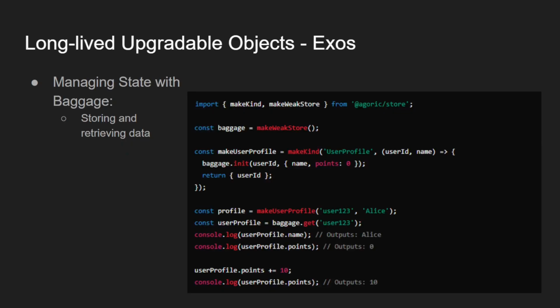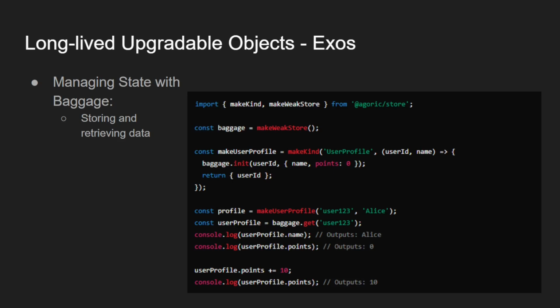One of the key features of Exos is their ability to manage state using baggage. Baggage is a persistent storage mechanism that allows you to store and retrieve data efficiently. Baggage enables your durable objects to store data that remains intact across upgrades. This ensures that any state changes are preserved even if the object's code is modified.